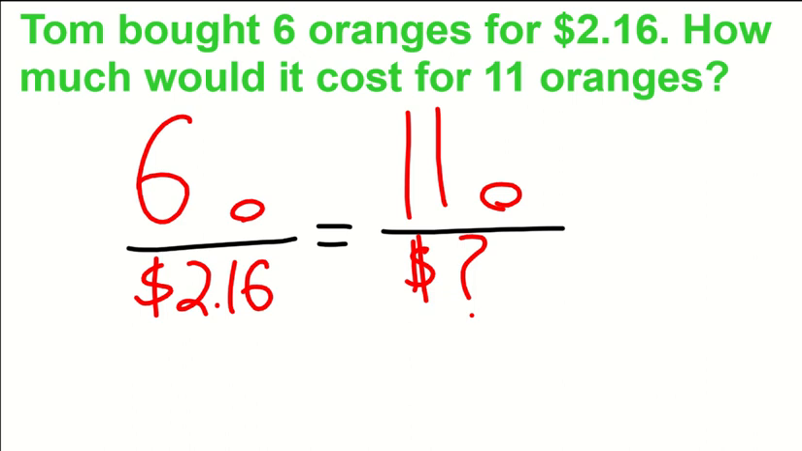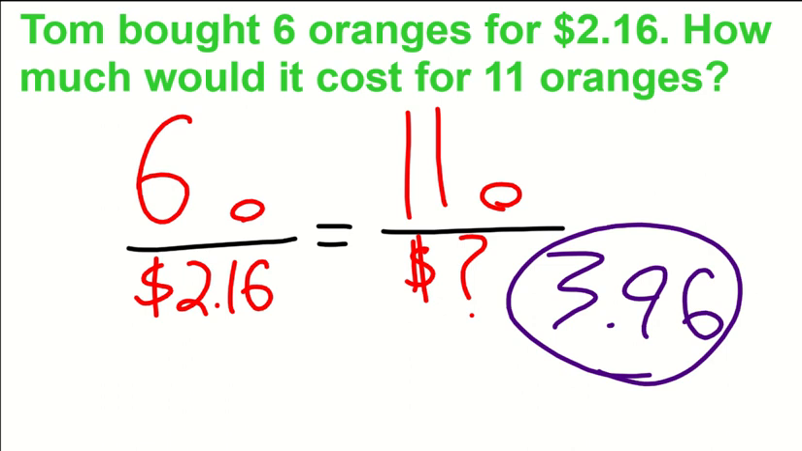Now who's got the answer? Try. $3.96 is correct. Any questions on that? As you get the hang of it, these are pretty easy to set up. You just got to make sure things match, okay? It's 6 oranges for $2.16, so you can see how that goes together, right? If you're buying 6 oranges, it costs $2.16. We put that on one side. Then on the other side, it's just a matter of making the tops and the bottoms the same.